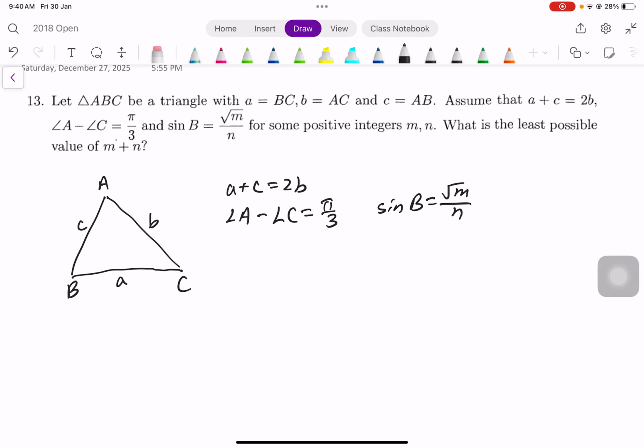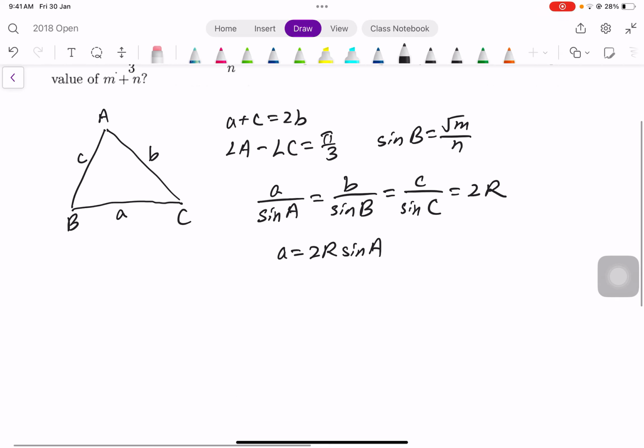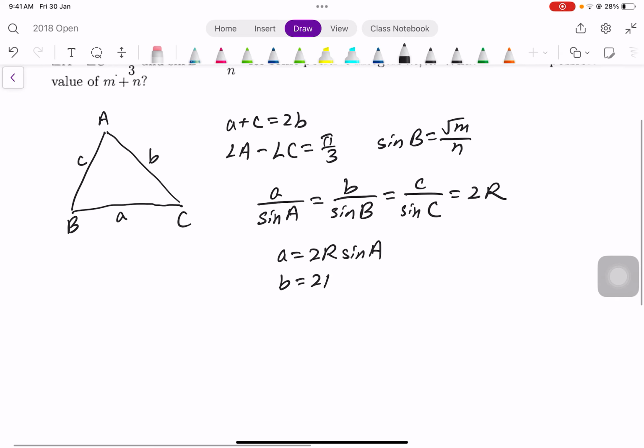Then we use the sine rule. a over sine A is equal to b over sine B, which is equal to c over sine C, and we know that this is equal to 2R, where R is the circumradius. Therefore, a is equal to 2R sine A, b is also 2R sine B, and c is 2R sine C.